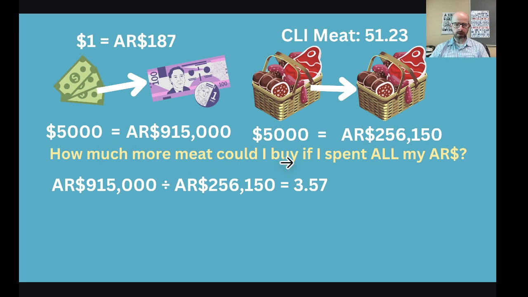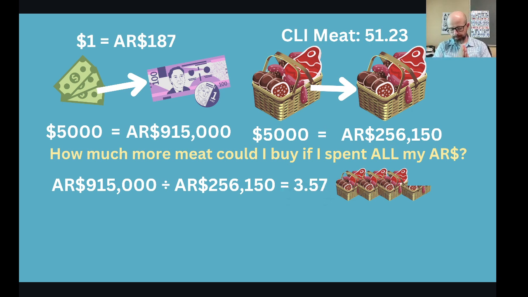Well, 915,000 pesos divided by 256,000, which is how much that much meat in the United States costs, equals 3.57. Wait a second. I could buy this much meat in Argentina for the same price as this much meat in the United States. Wow, that seems pretty good. And look at this. I recognize this number. That number was my impact number.